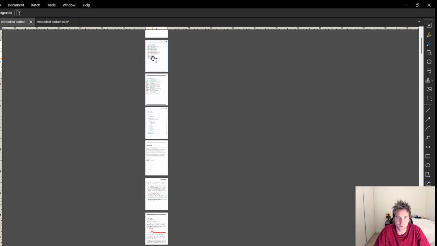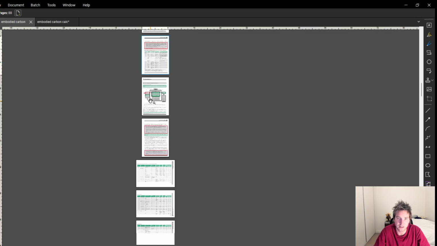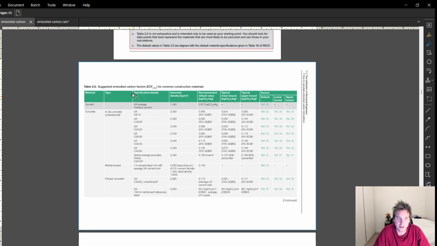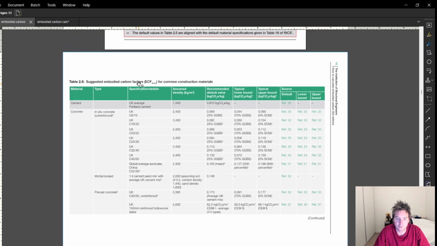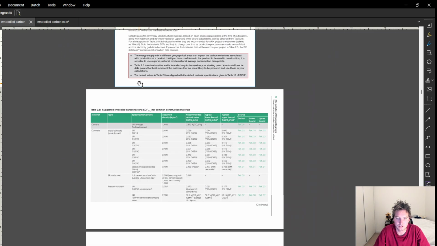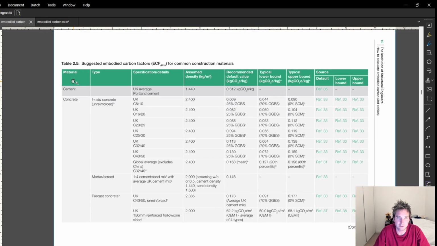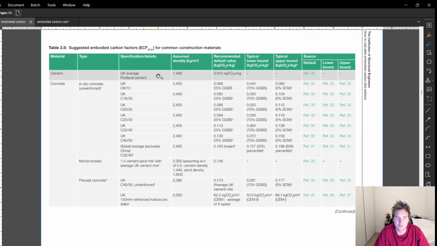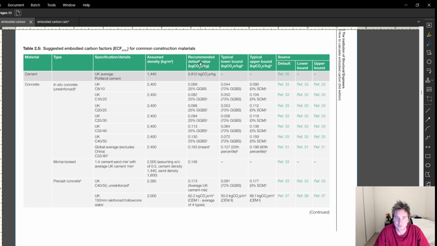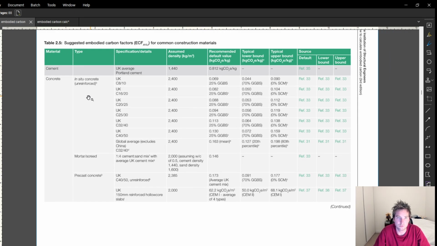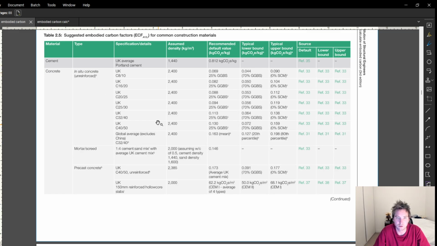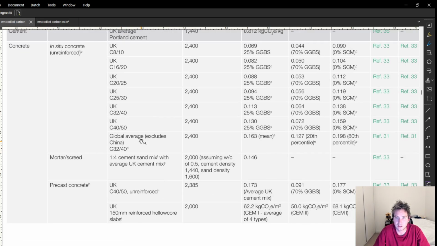There's probably a bunch of sources you can get that from, but if I scroll down, I got that from this guide here. I'm on page 16 of this PDF. Anyway, you can see here, material, the recommended default value. So I came down here for my concrete. I'm in Australia, so I used a global average.